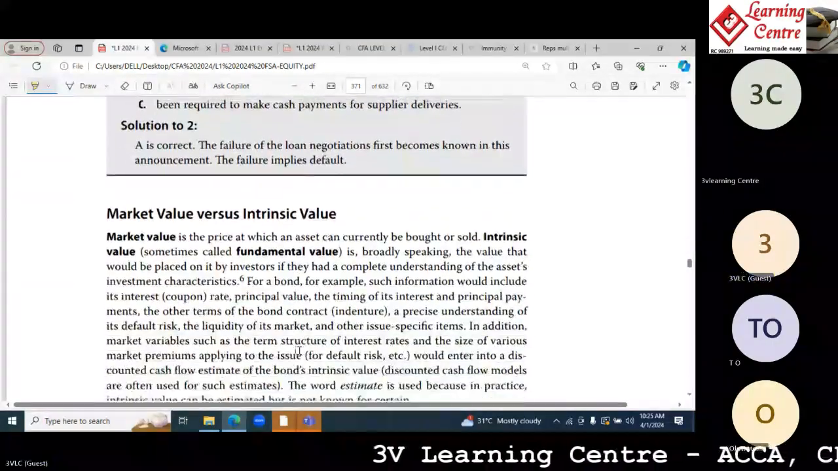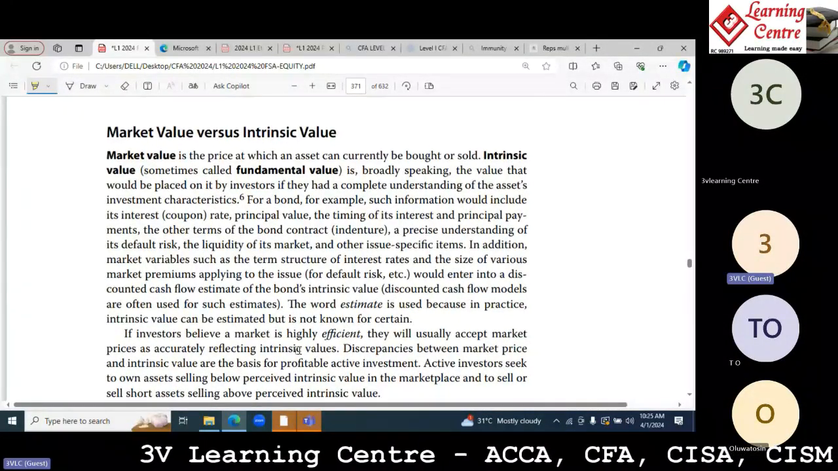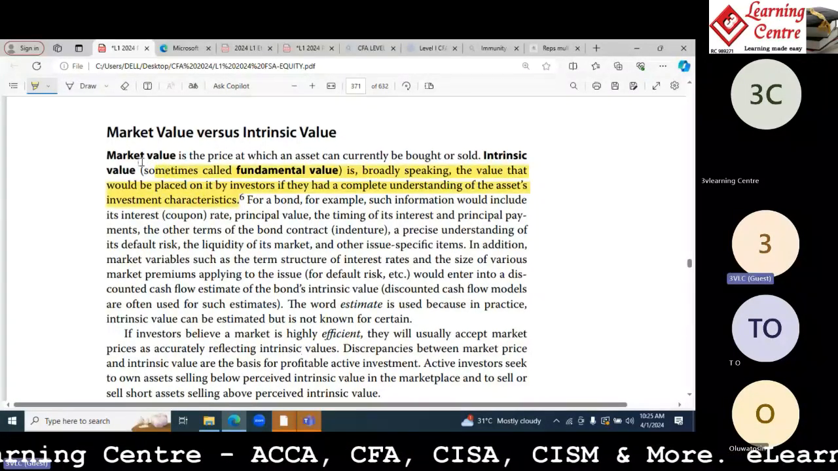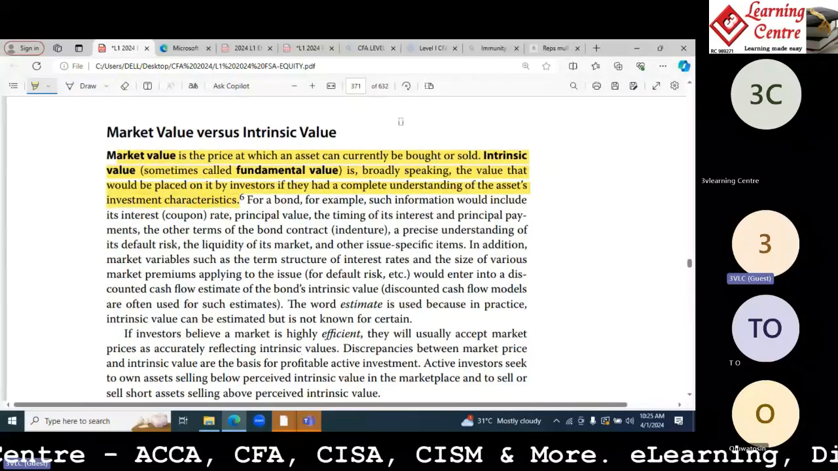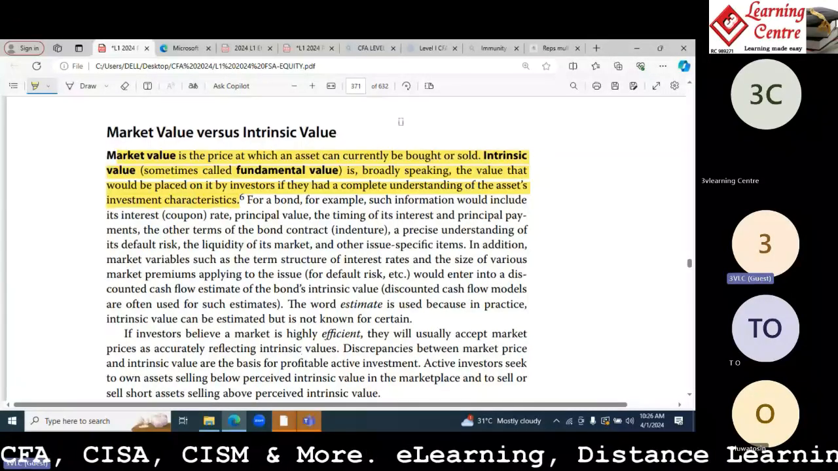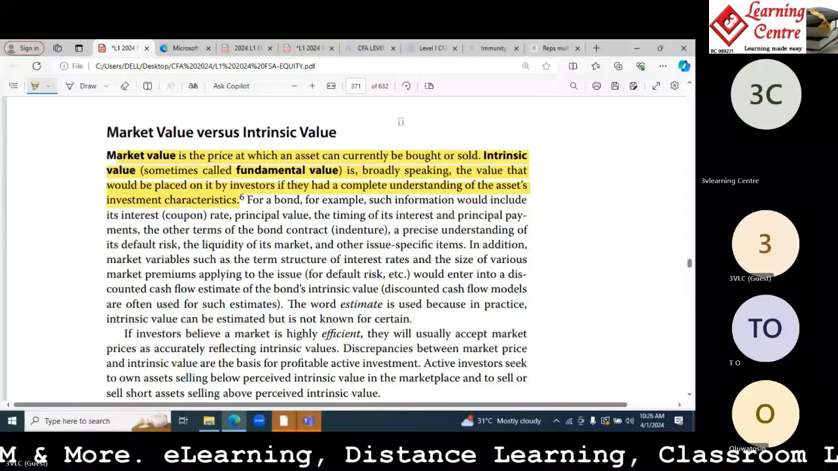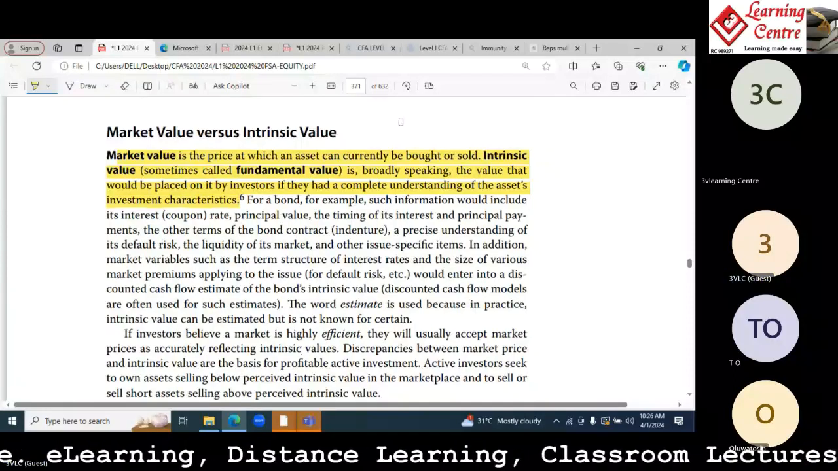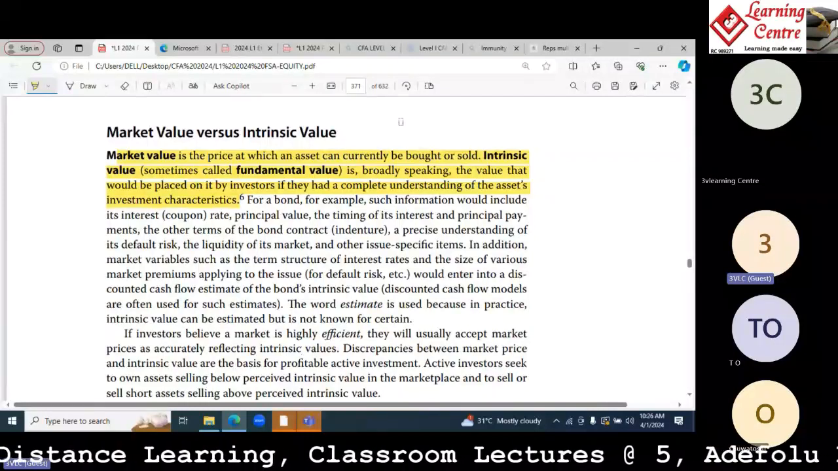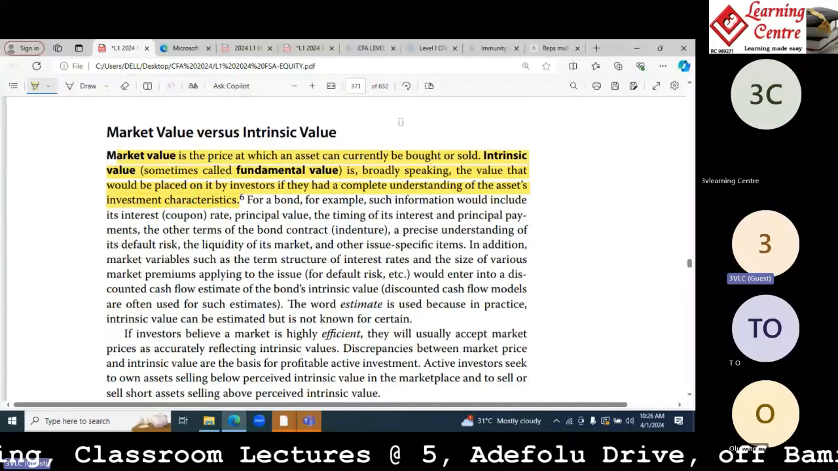Okay, let's move on to market versus intrinsic value. So what is market value? Market value is the price at which an asset is either bought or sold. It is the price that the market is saying is the value of that asset. That is what market price is. However, this is different from intrinsic value. And sometimes intrinsic value is also called fundamental value.